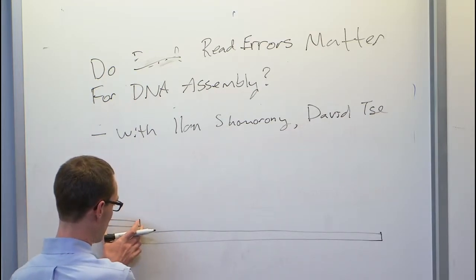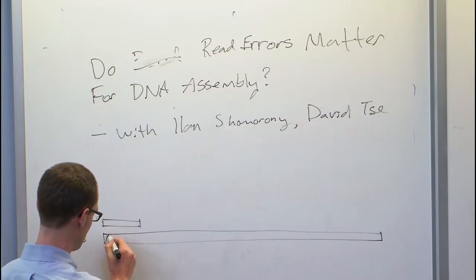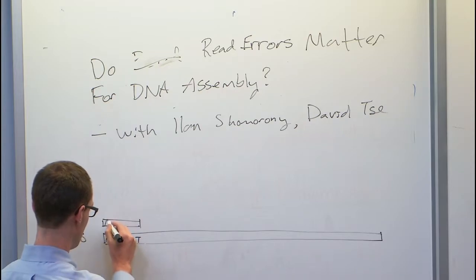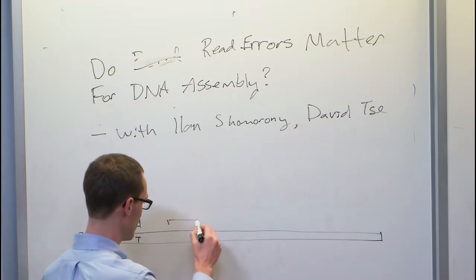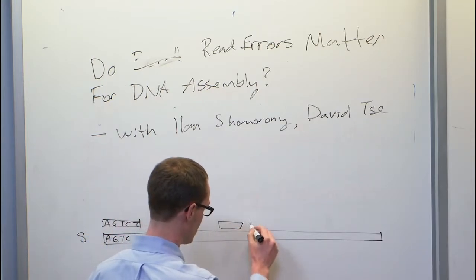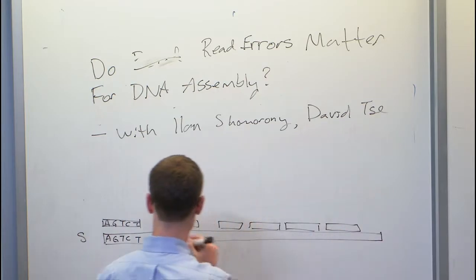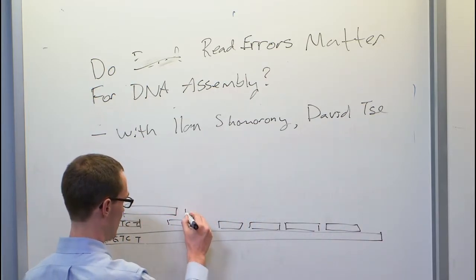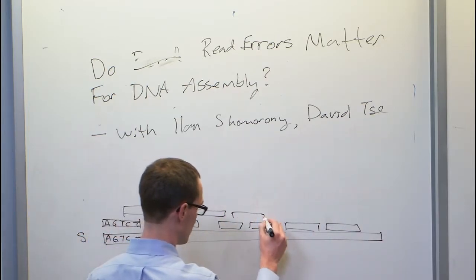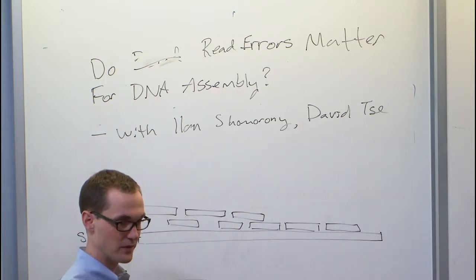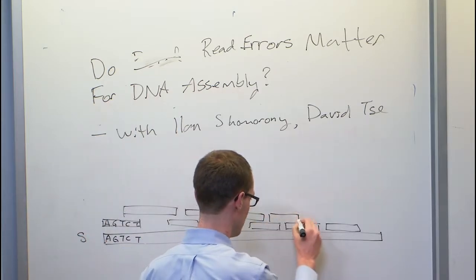So maybe when I draw a box here, it means that I basically lift the string from down here, call this A, G, T, C, T. This would be like A, G, T, C, T. Okay, and I get a whole bunch of these short fragments, and these are called reads. They come from basically random positions with respect to the original sequence, and I get a lot of them.